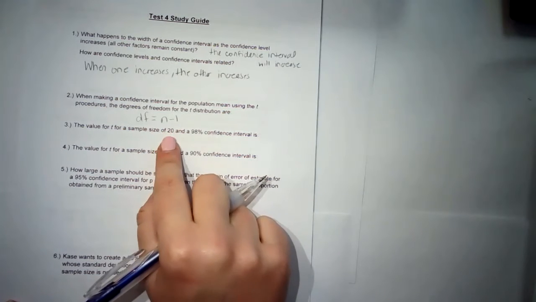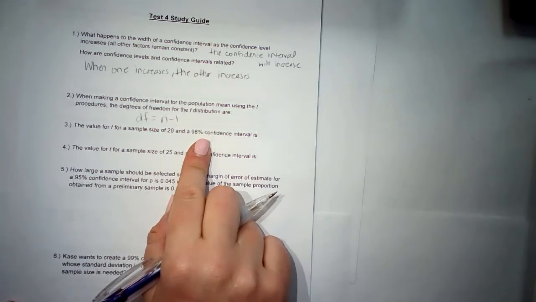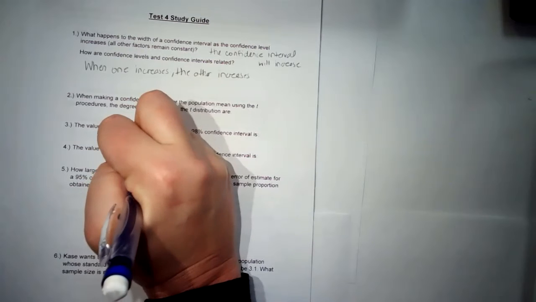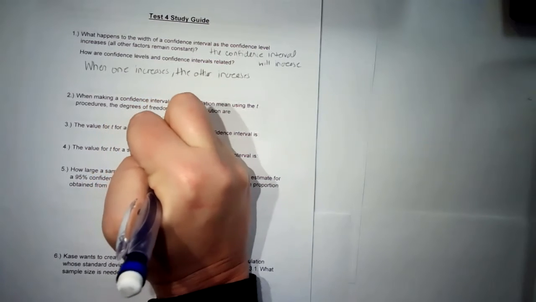So you're only gonna have one of these, but we're gonna practice it. So we wanna find the value of T. They give you a sample size. They give you a confidence interval. We wanna make sure we can do this. So speaking of formulas not on your formula sheet, we know degrees of freedom are gonna be 19.